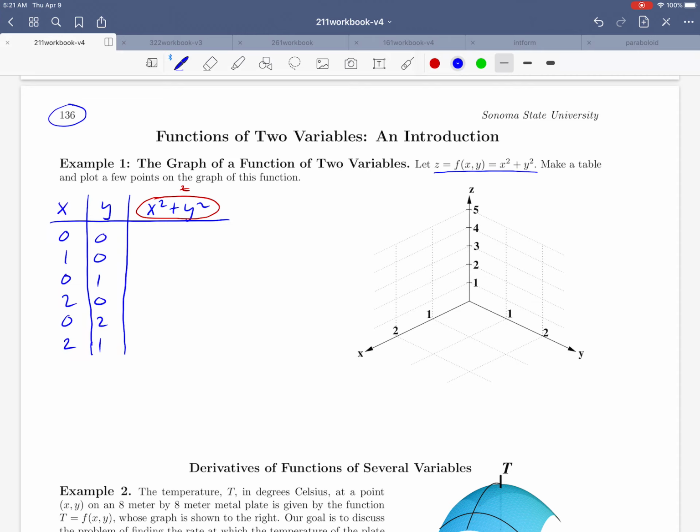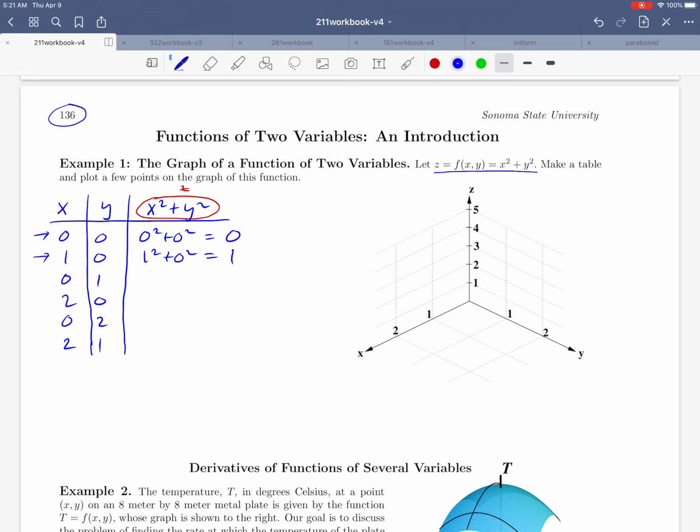Okay, we're going to substitute those values into our function, x squared plus y squared, and just see what we get out. So if we start with 0, 0, substitute those in, you'd get 0 squared plus 0 squared, and that equals 0. So our first point on this graph is going to be 0, 0, 0. 0 for all three of our variables. Okay, and then for 1, 0, similarly, take those two numbers, substitute them in. This time we're going to get out 1.